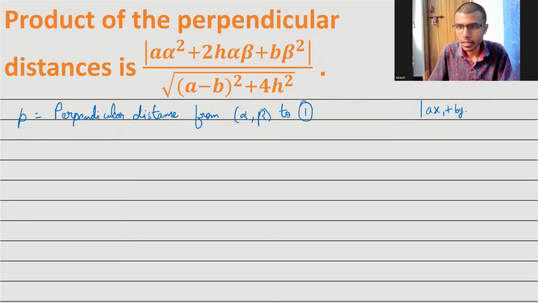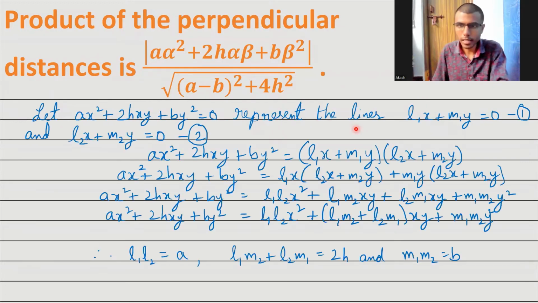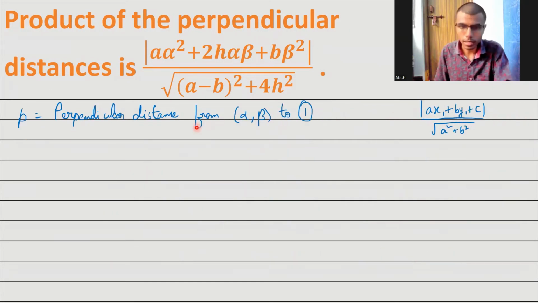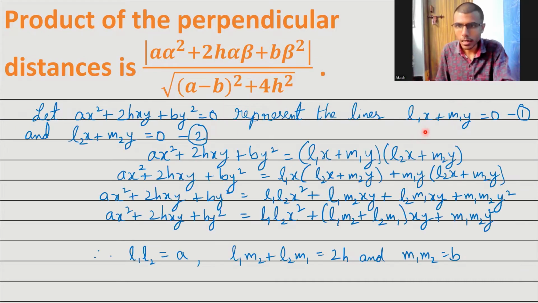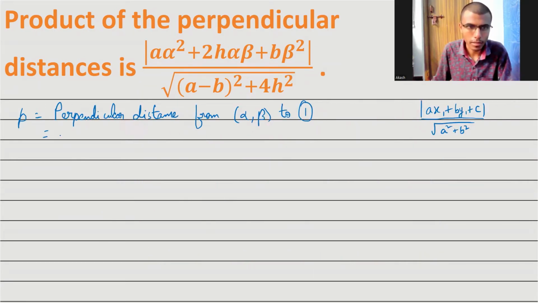mod of ax1 plus by1 plus c divided by root of a square plus b square. Okay. Here the point is alpha comma beta and the line is L1x plus M1y. So in place of xy, you just need to put alpha beta and divide by square root of L1 square plus M1 square. So that's what we are going to have here. This would be nothing but mod L1 alpha plus M1 beta divided by under root of L1 square plus M1 square.